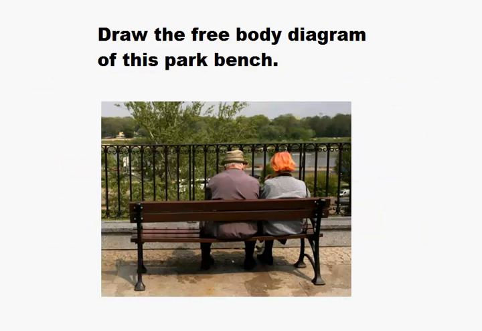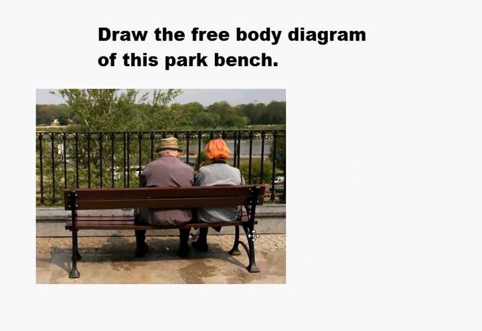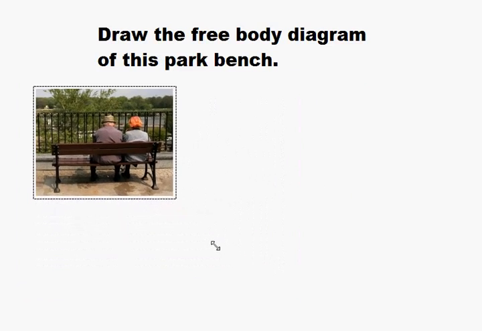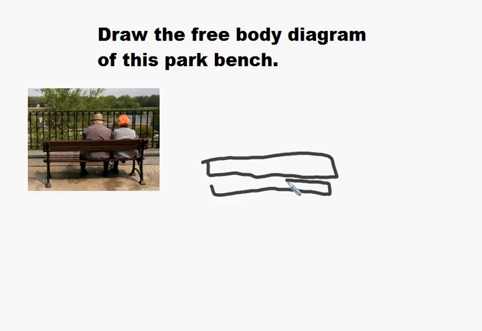Let's do a couple examples. Draw the free body diagram of this park bench. Okay, so here we see a park bench with this couple sitting on it, and it's sitting in the park on some, like a sidewalk or some cement. So you want to start by drawing the object itself, the park bench. Just do a rough sketch of a park bench right here. Okay, and there's the arms and the feet.